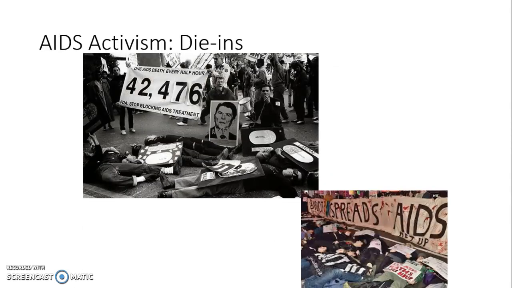They would hold what were called die-ins, which is an alternative to the sit-ins that we saw in the civil rights movement. People would gather in public places and literally fall on the ground, interrupting traffic, parkways, and other public places as a method of showing how many people were actually dying in response to this crisis. They demand treatment, they demand more research, they demand more funding.